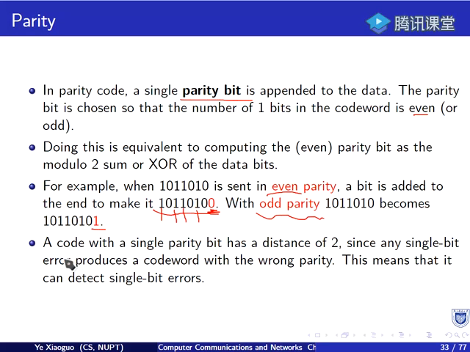A code with a single parity bit has distance of 2, since any single bit error produces a code word with the wrong parity. This means that it can detect a single bit error.